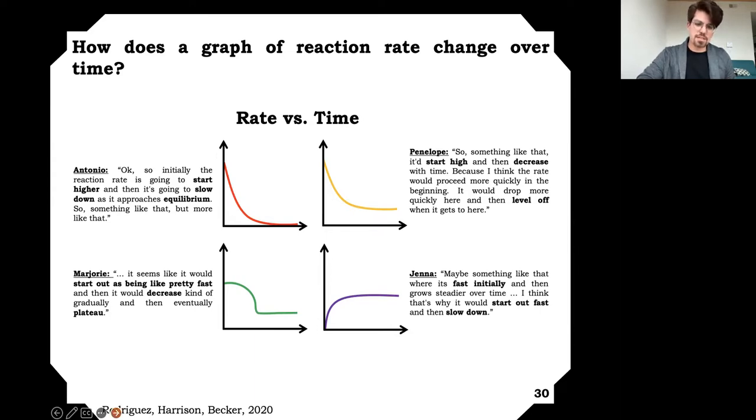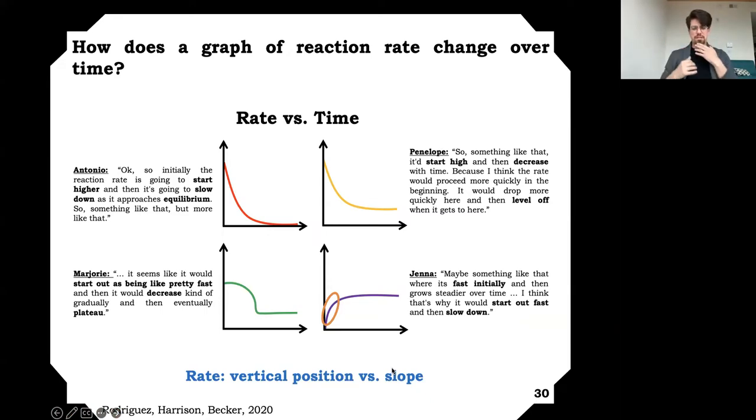And part of that is just, I guess, how they're operationalizing rate. Is rate kind of like that vertical position, or are they thinking about it more as slope? So you have these different ways that students were trying to apply that intuitive idea that steepness provides information about rate, but it was further confounded by the fact that the y-axis was reaction rate.